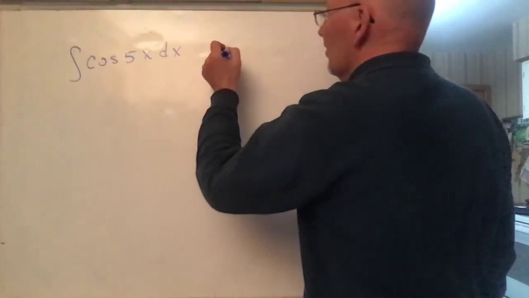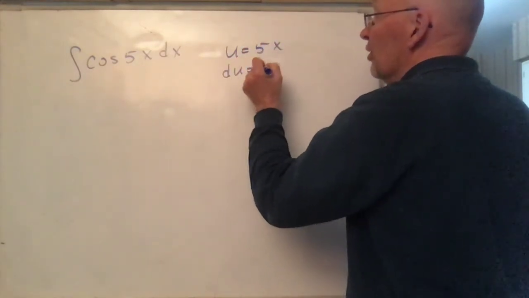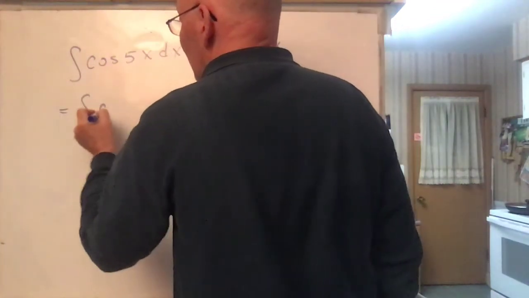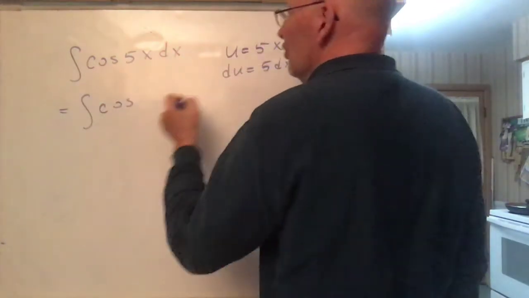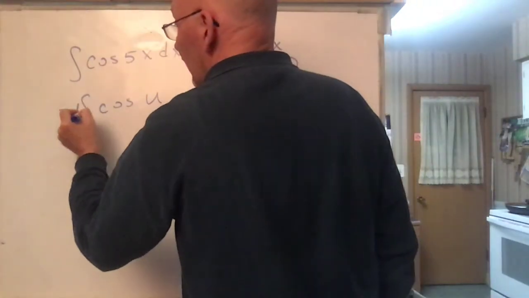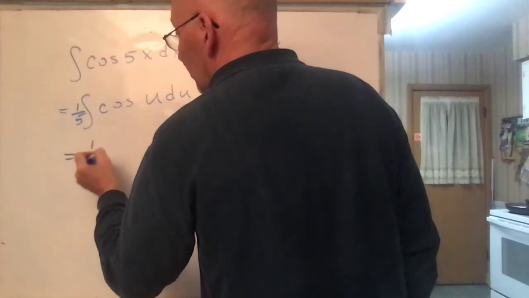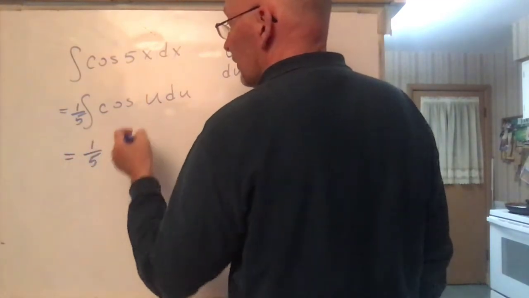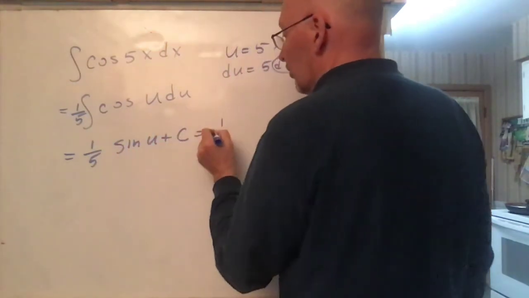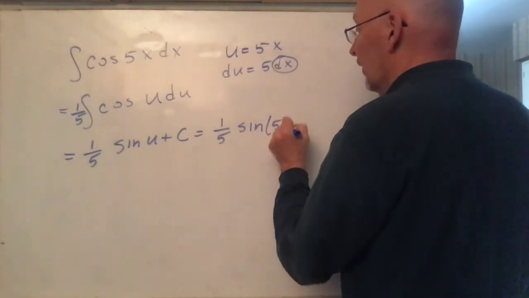Here's what you do. You just let u be equal to 5x. Du is going to be 5 dx. And so this just becomes cosine of u. Dx, notice, is 1/5 du. And so now that's going to become 1/5. The antiderivative of the cosine is the sine of u plus c. So it's going to be 1/5 sine of 5x plus c.